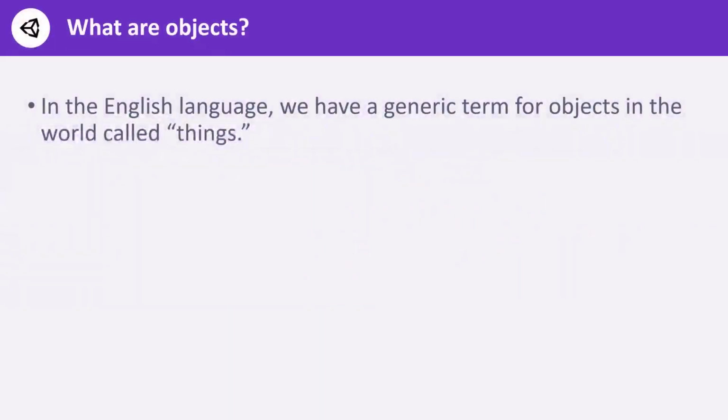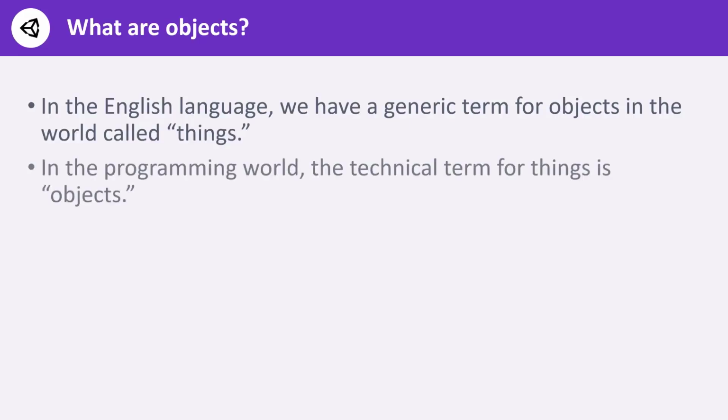What is object-oriented programming? In the English language, we have a generic term for objects in the world called things. Books, cars, keyboards, and toys are considered things. It's a generic category for items in the real world. In the programming world, the technical term for things is objects. An object can be almost anything: buttons, characters, platforms, checkboxes, and anything that appears on the screen is an object. I'm oversimplifying the term, but that's generally what it means.